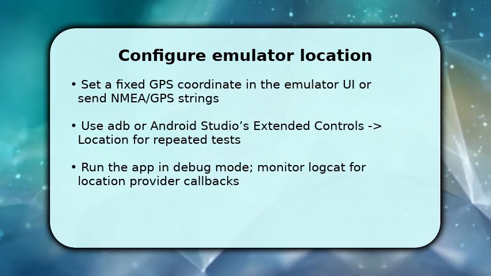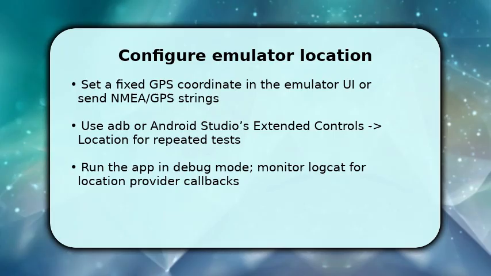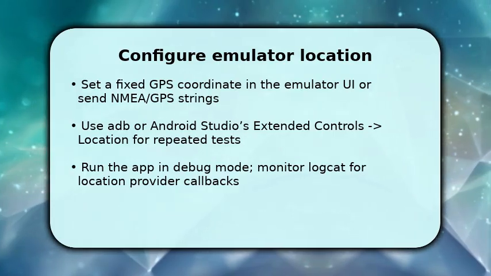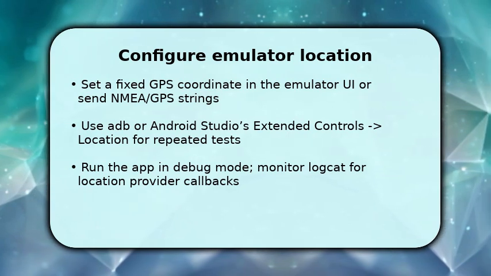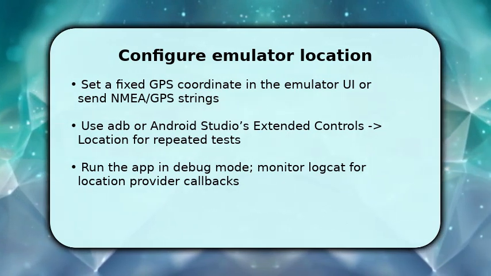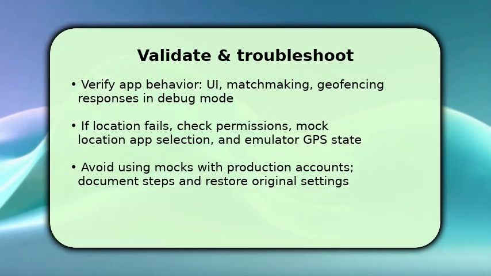Once configured, run your debug build and watch logcat to verify location callbacks and permissions. Make sure to test permission flows and fallback behavior so you understand how the app reacts to different simulated positions during development. Finally, validate the app's behavior under simulated locations.